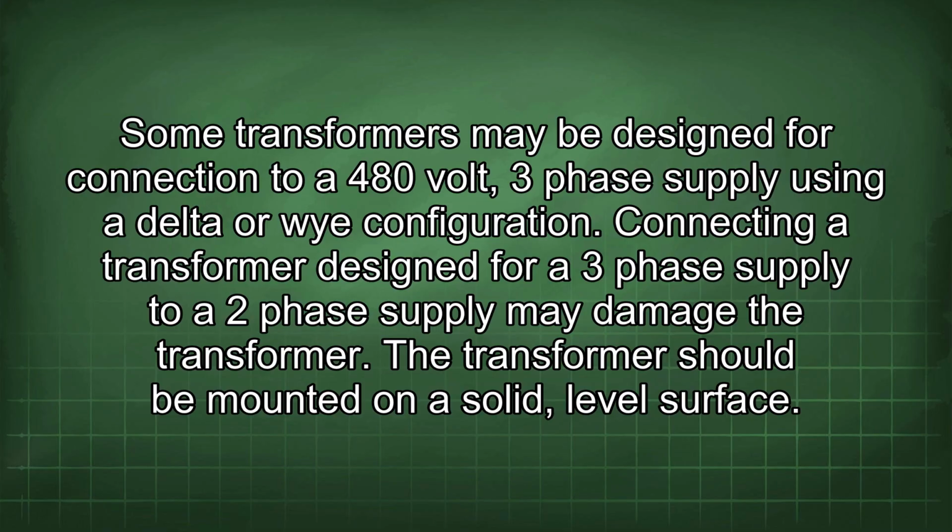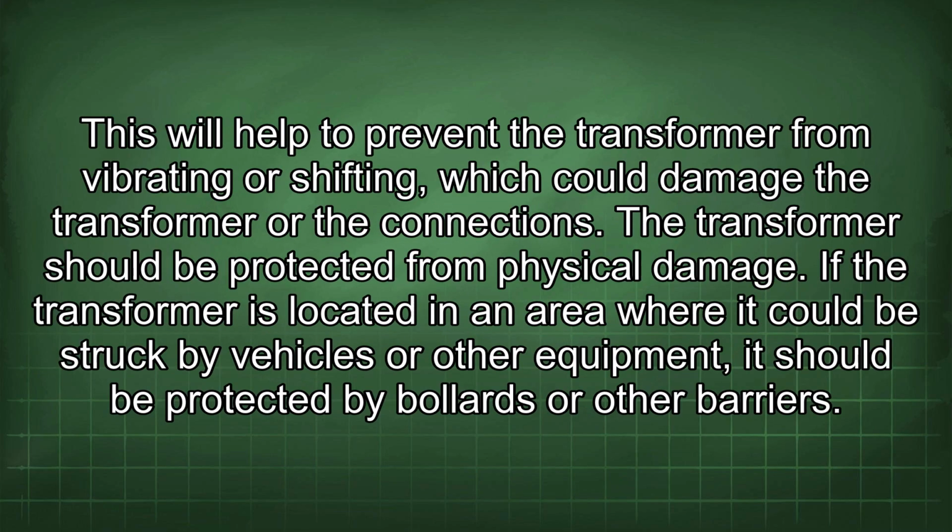The transformer should be mounted on a solid, level surface. This will help to prevent the transformer from vibrating or shifting, which could damage the transformer or the connections. The transformer should be protected from physical damage. If the transformer is located in an area where it could be struck by vehicles or other equipment, it should be protected by bollards or other barriers.